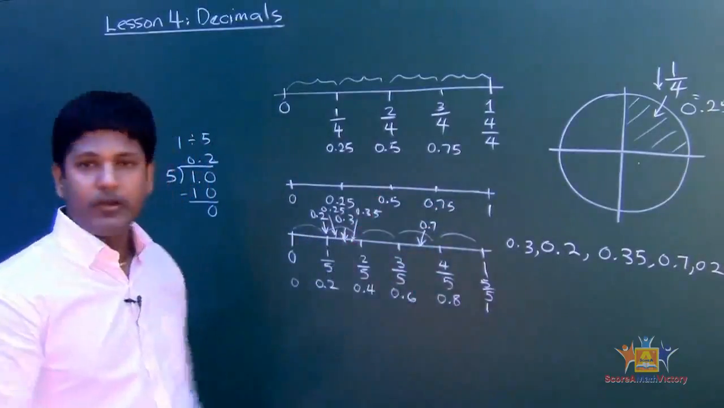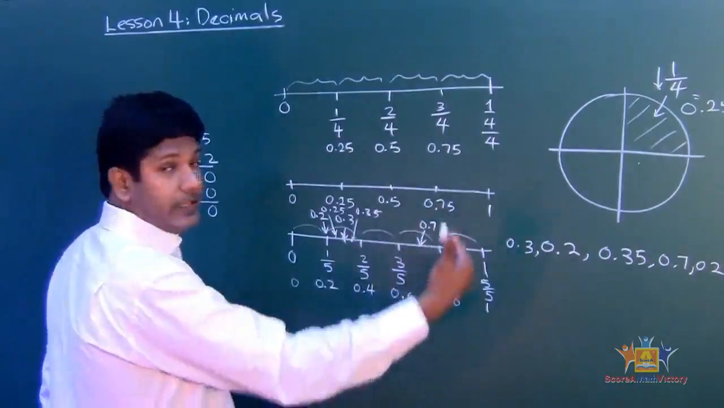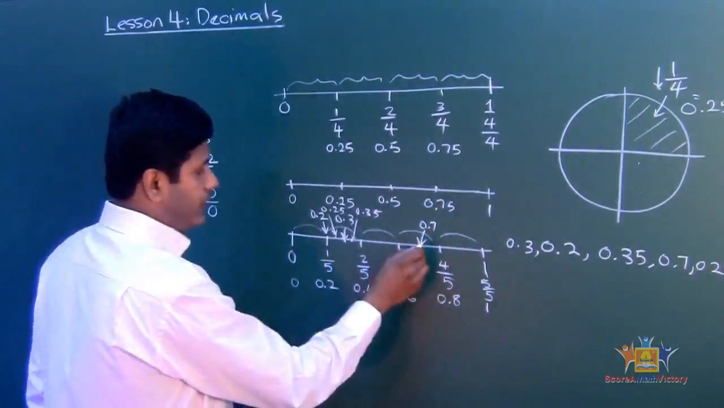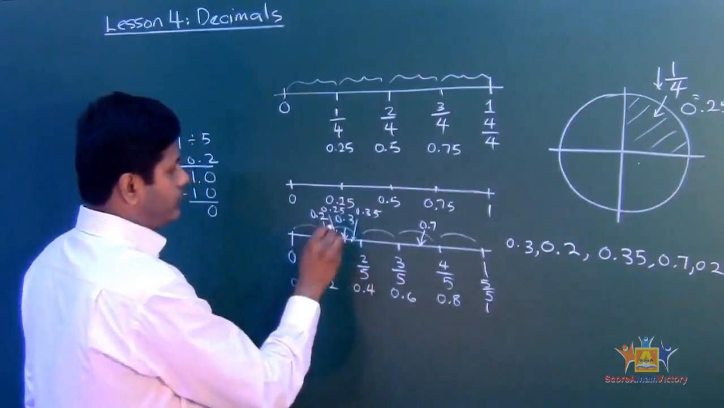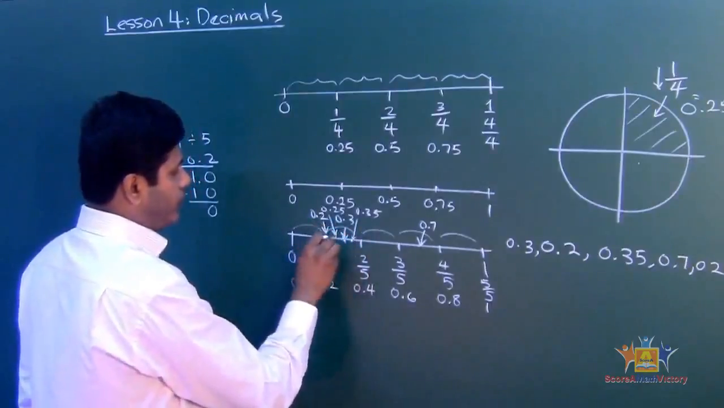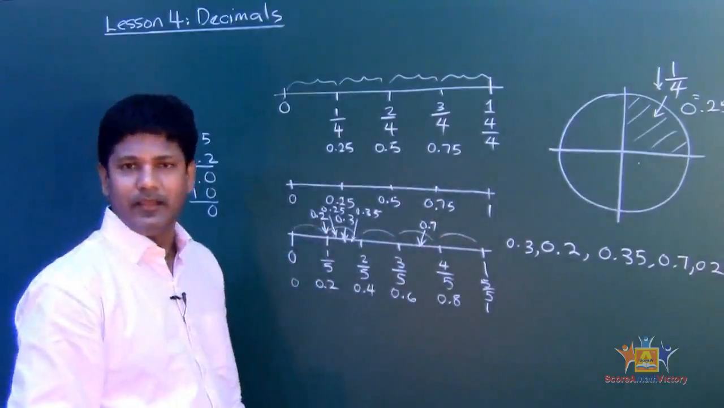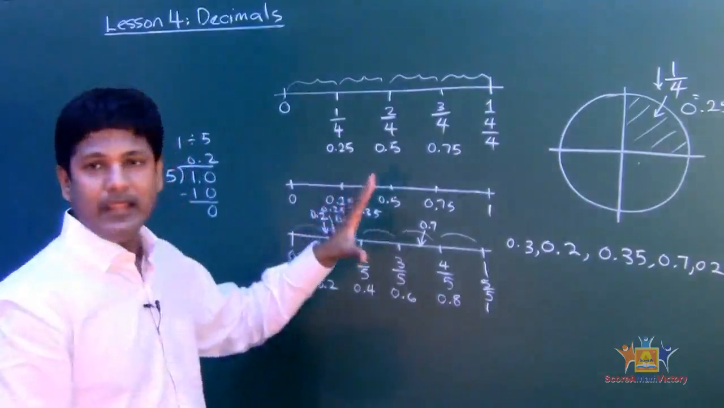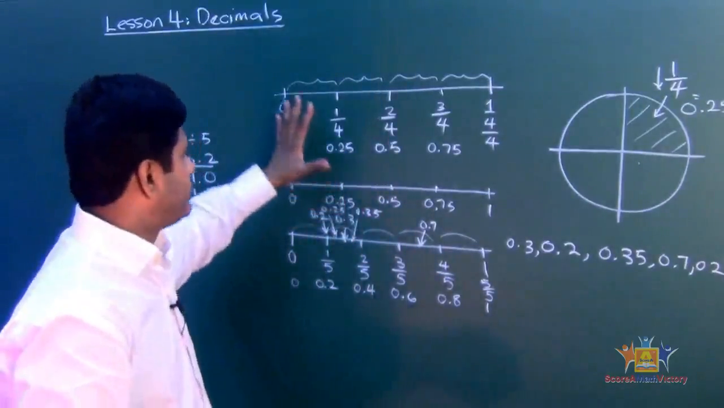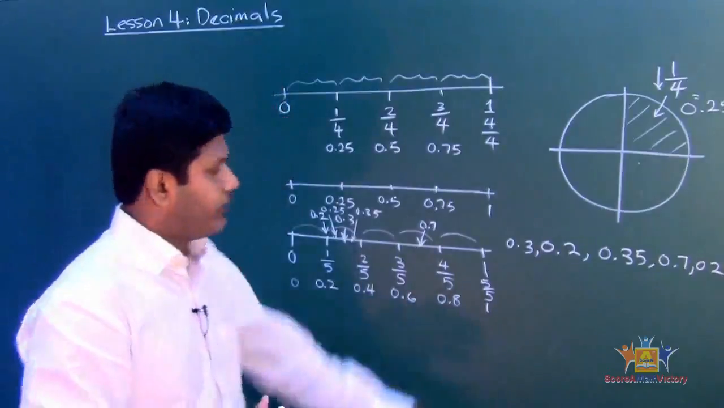This one is increasing order. If I want decreasing order, just start from here: 0.7, 0.35, 0.3, 0.25 and then 0.2. See that? I'm going downward that way. Pretty easy, isn't it? Good, I'm glad you understand how to do the number line. I'm going to erase the board.